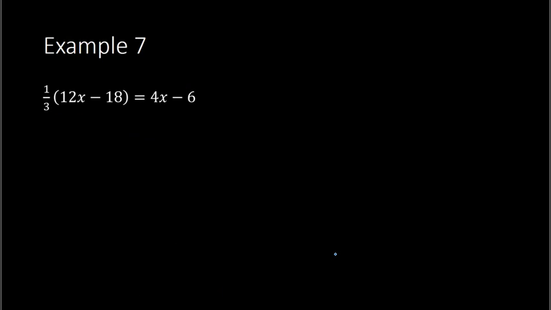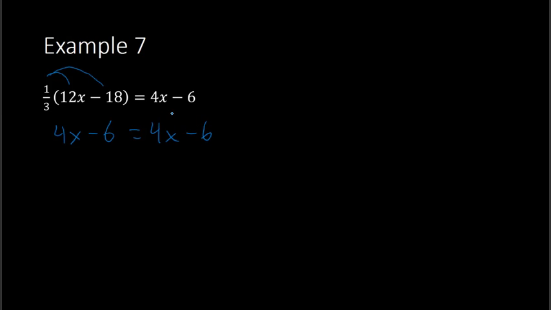Last example. We have 1/3 times 12x minus 18 equals 4x minus 6. So once again, the first thing I want to do is distribute, which will help me to simplify. So I take 1/3 times 12x and 1/3 times negative 18. That's the same thing as thinking of this as 1/3 of 12. So 1/3 of 12 we know is 4. 12 divided by 3, so that would be 4x. And then 1/3 of negative 18 would be negative 6.